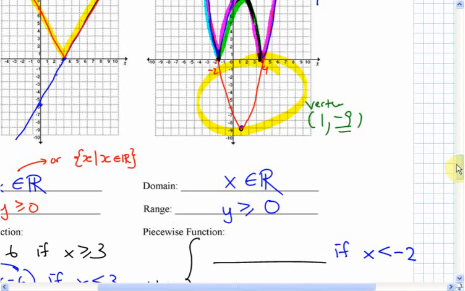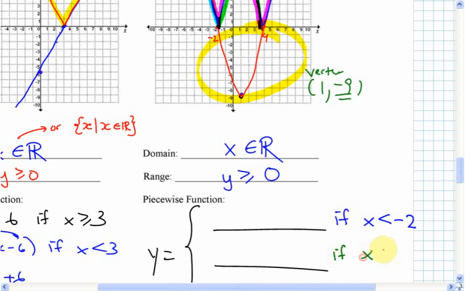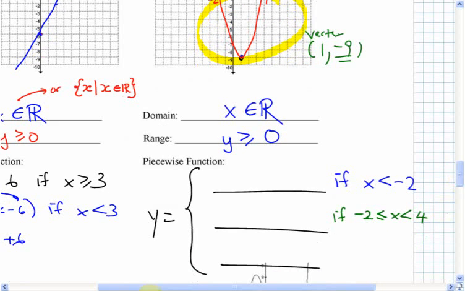Now how about the green part? How do I describe the domain for the green part here? The green part is -2 to 4, right. So I'll say x is, the smallest is -2, and I'm going to put the equal sign on this one, and then less than 4. And that last piece in purple, that would be if x is greater than 4. 3 pieces. That's why I have 3 parts.